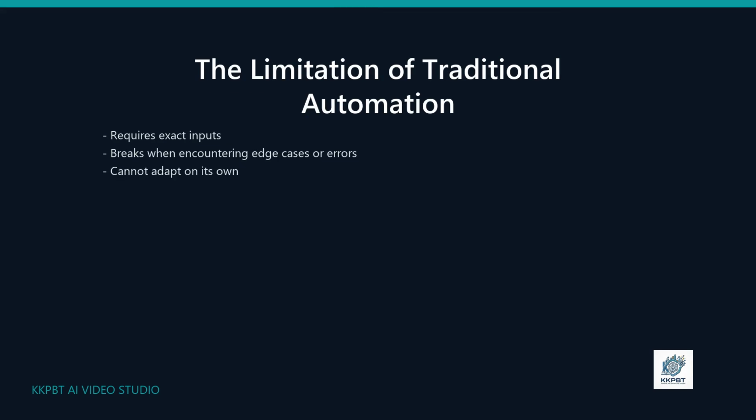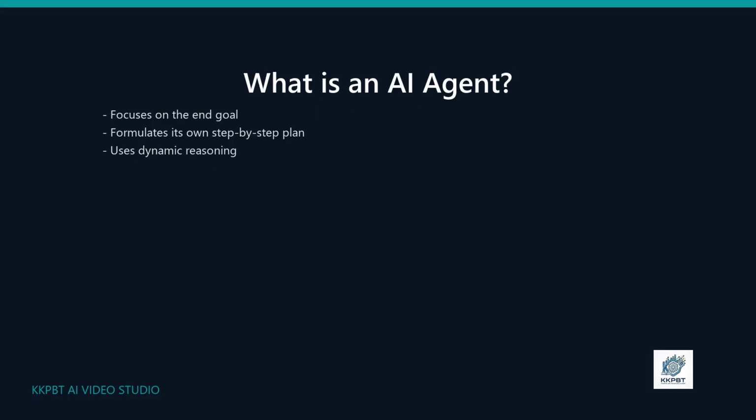But what happens if something unexpected happens? If the data is slightly messy or missing, traditional automation usually breaks because it only knows strict if this then that rules. Now, let's talk about AI agents.